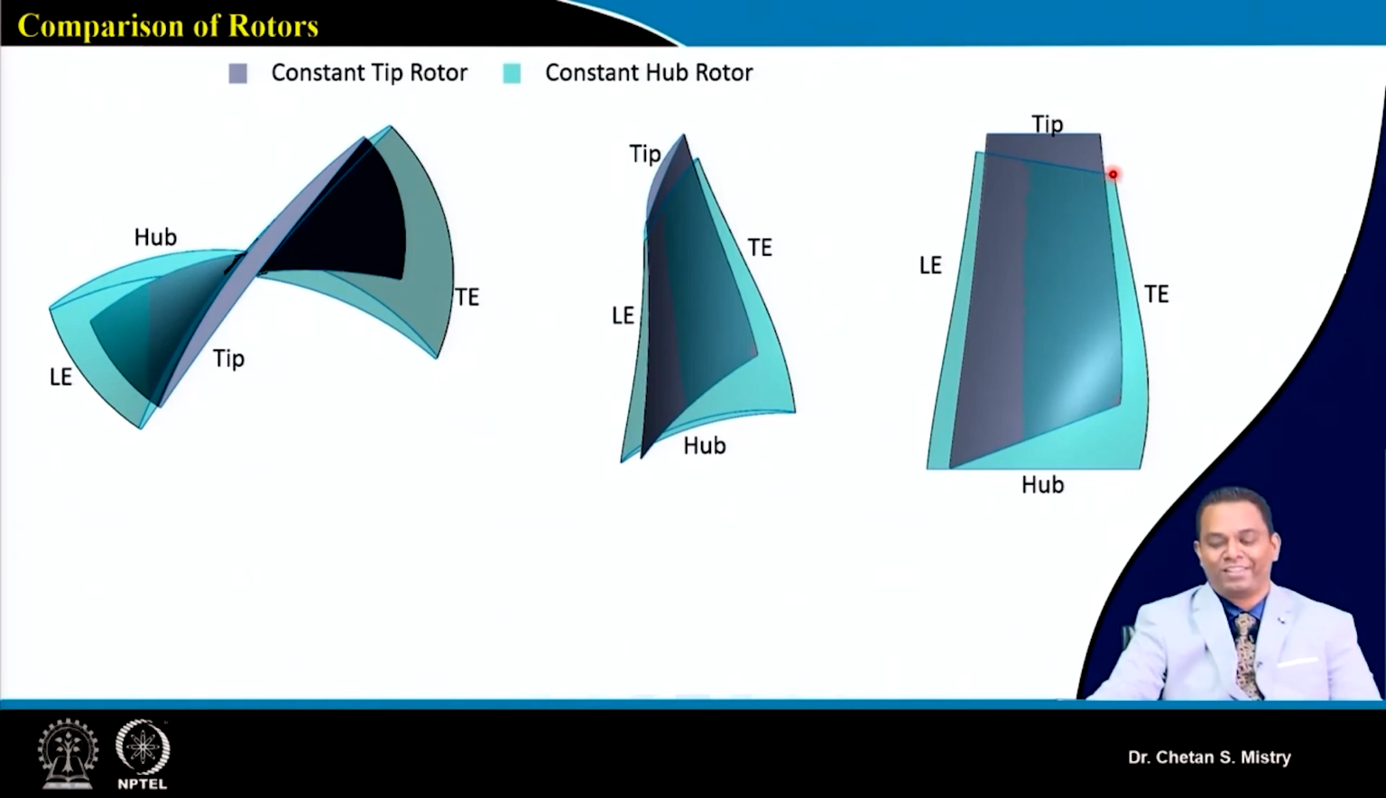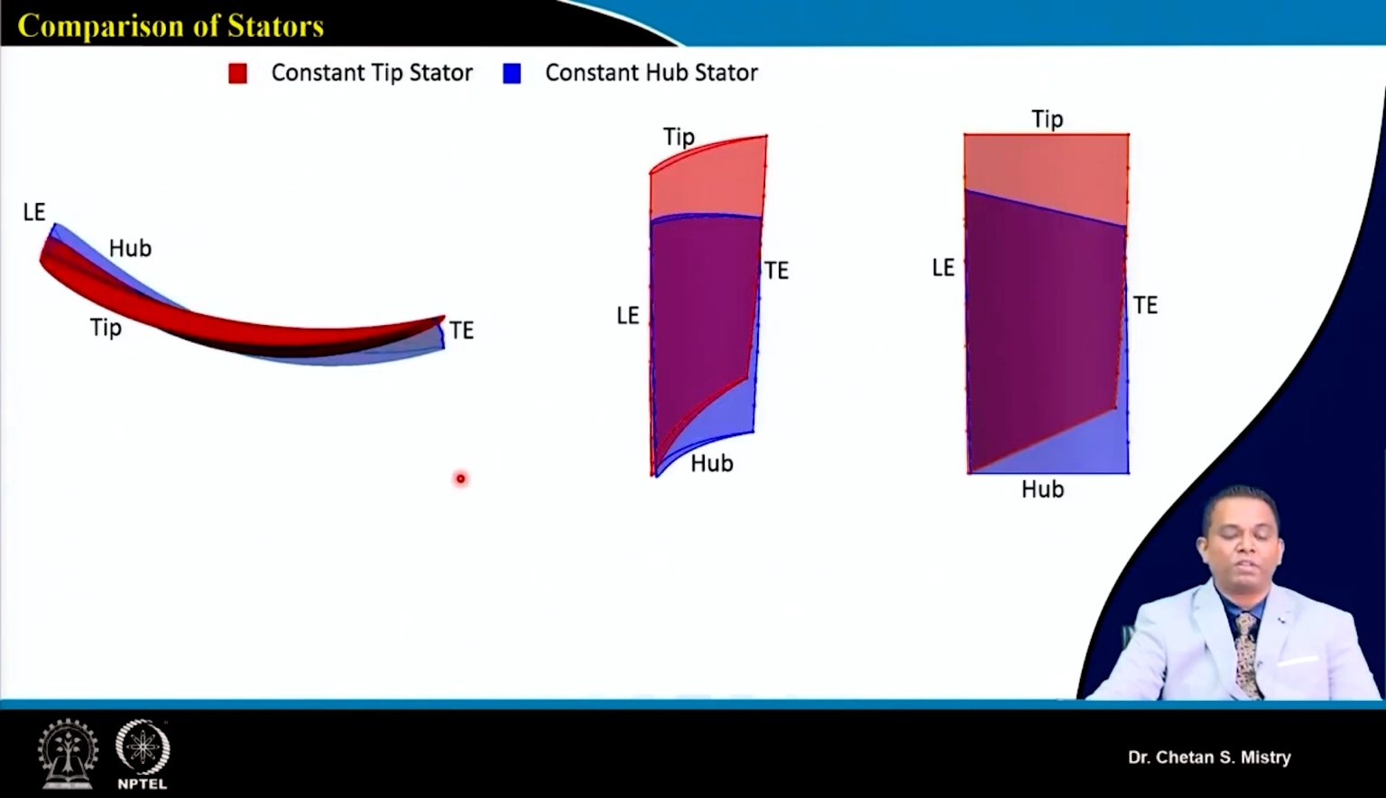Same way, this represents the stator configuration. Here, this is the constant hub configuration for the stator, and this is the constant tip configuration. So you can see here. For that also we have seen our chord coming out slightly higher for the constant hub diameter configuration. At the same time our angles are also different. Now this will give you a feeling of what we are discussing.